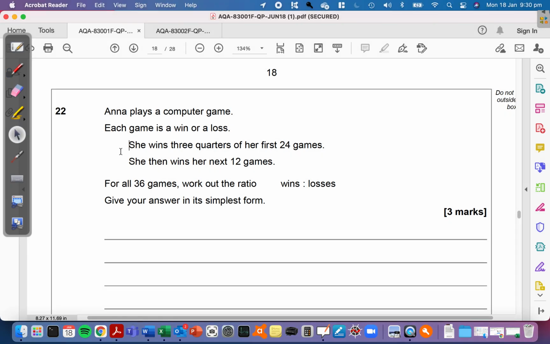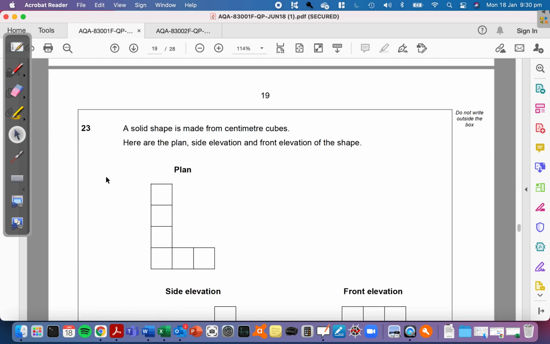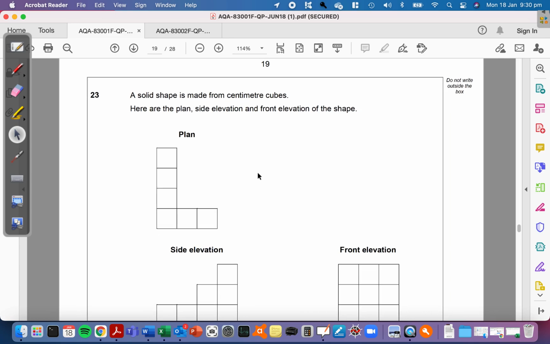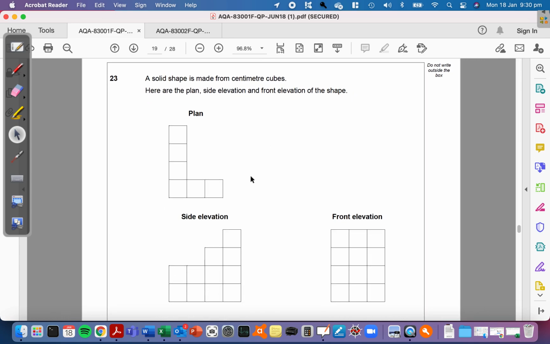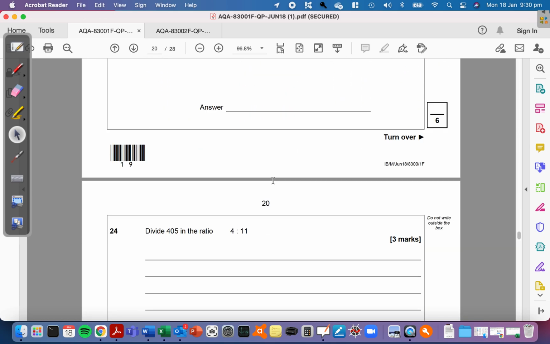Now, next one. A solid shape is made from centimetre cubes. I've covered this in a separate video because it's difficult to explain. I've used a bit of software that allows you to draw the cube, and then I'll add on the cubes to show you how it's done. But go and check that one out if you want to see how it's done.